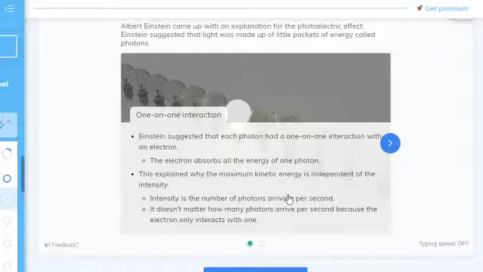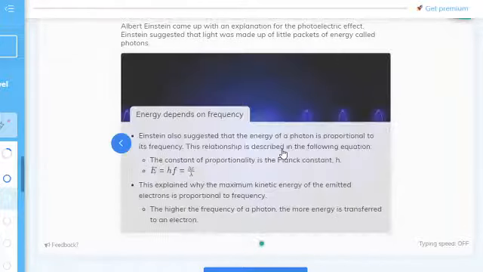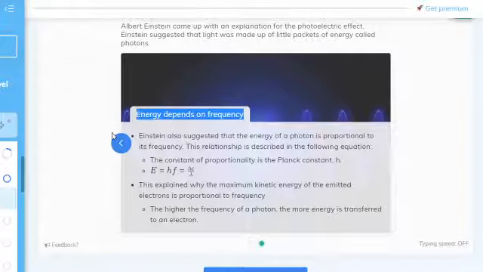This explained why the maximum kinetic energy is independent of the intensity. Intensity is the number of photons per second. It doesn't matter how many photons arrive per second, because electrons only interact with one. So imagine electrons are the chick and photons are the man. So energy depends on frequency.